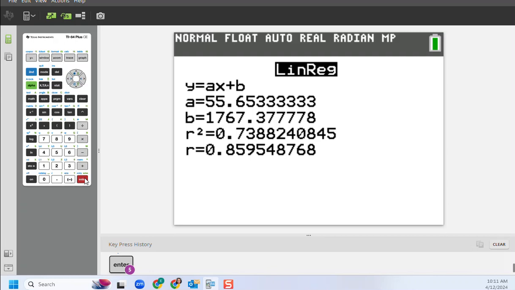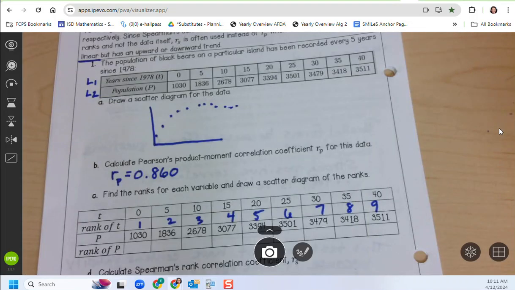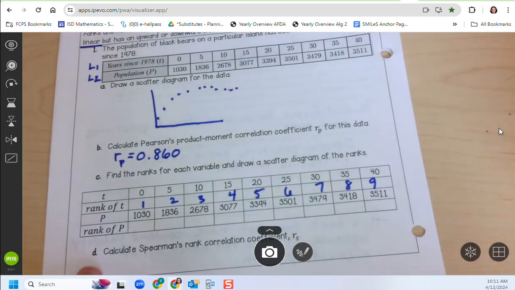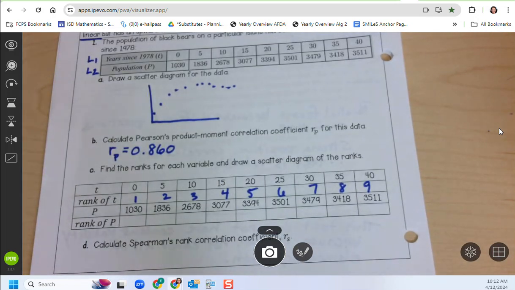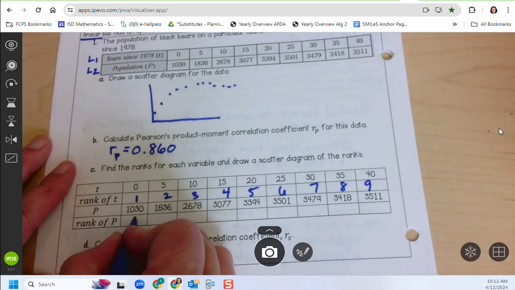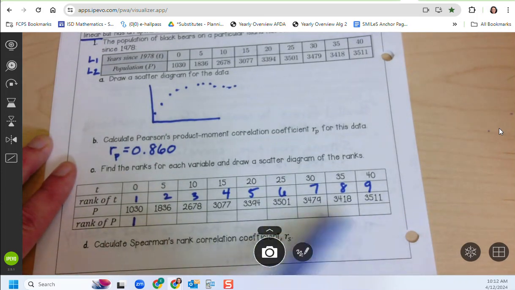Okay. So now it's telling us to find ranks. So if you look at the t-values, I think they're in order. And so we're just going to number them 1, 2, 3, etc. Oops, you guys can't see that. I'll show you. So these numbers were in order, so we just numbered them 1 through 9. The p-values are kind of in order to start with, but then they kind of get out of order. 1030 is the smallest, so that gets 1, okay? I want you to go through and try to order these.